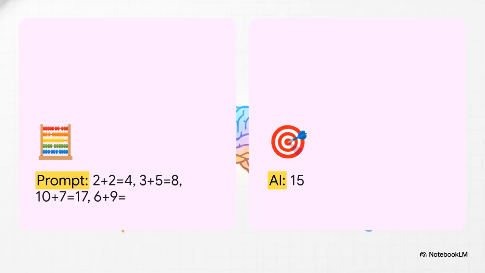Think about this prompt. This is wild. We don't even ask a question with words. We just provide a series of established facts. 2 plus 2 equals 4. Then 3 plus 5 equals 8. Then 10 plus 7 equals 17. Finally, we just leave the last one open. 6 plus 9 equals. We fed the AI a rhythm. It instantly locks onto the exact pattern needed to generate an accurate output and gives us 15. It completely recognized the underlying logic flowing through the multiple examples we provided.